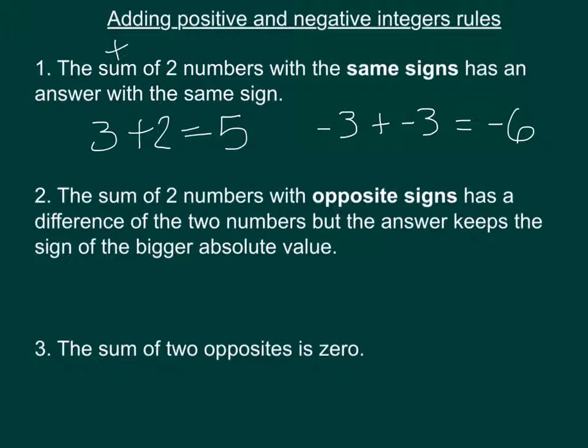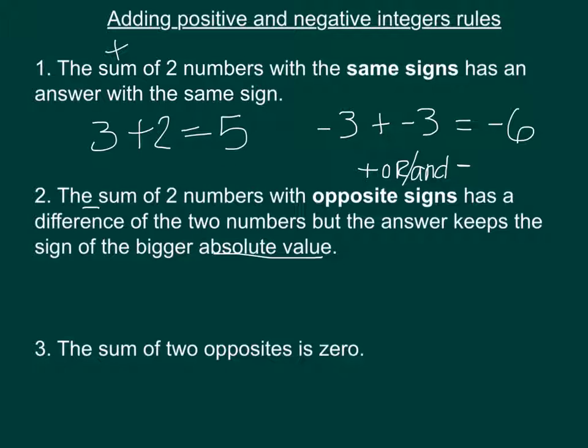Let's look at rule 2. If we have the sum of 2 numbers with opposite signs, meaning one's going to be positive, one's going to be negative. So the sum of 2 numbers with opposite signs has a difference. Difference means subtract. Subtract, this could mean positive or a negative. The difference of 2 numbers, but the answer keeps the sign of the bigger absolute value.